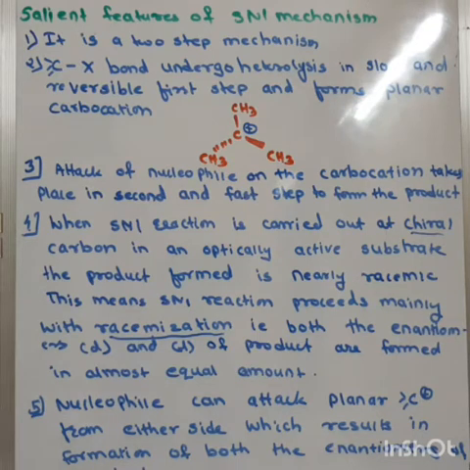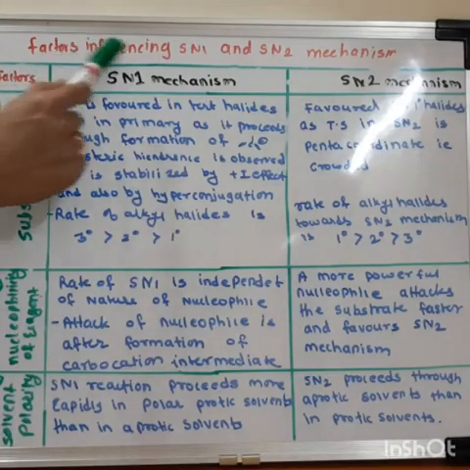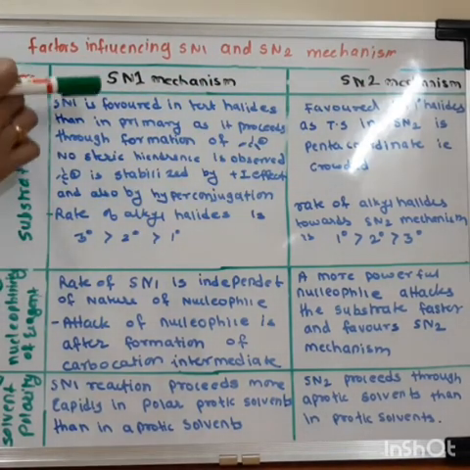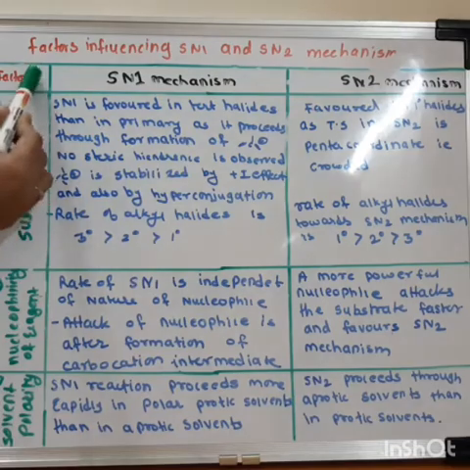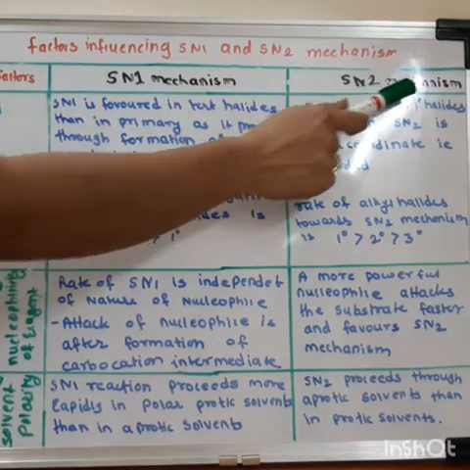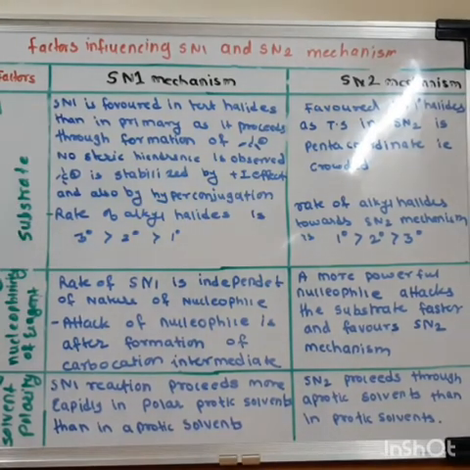Now let's see the factors influencing SN1 and SN2 mechanisms. So these are the factors influencing SN1 and SN2 mechanism. So I have made 3 columns here. First is factors, second column is SN1 mechanism and SN2 mechanism in the third column. So first factor is substrate.